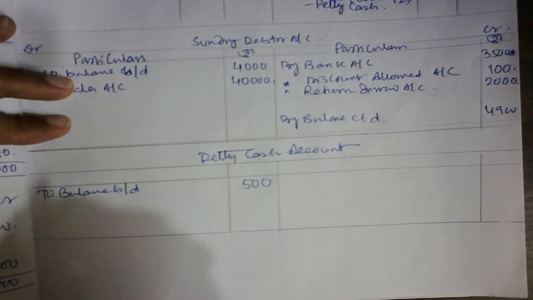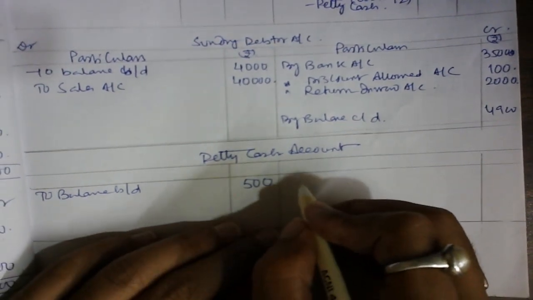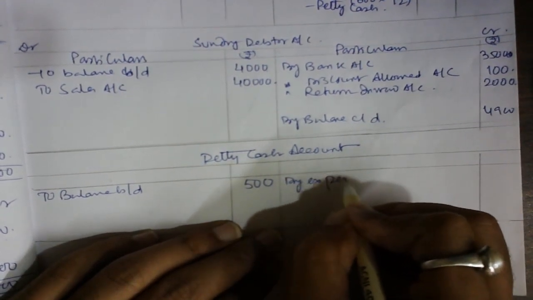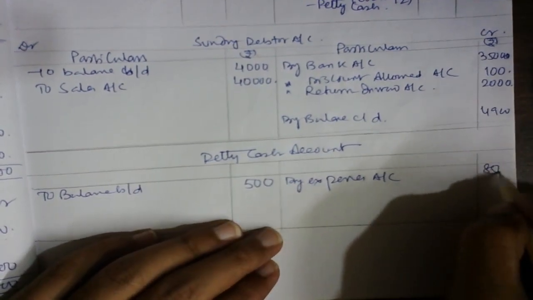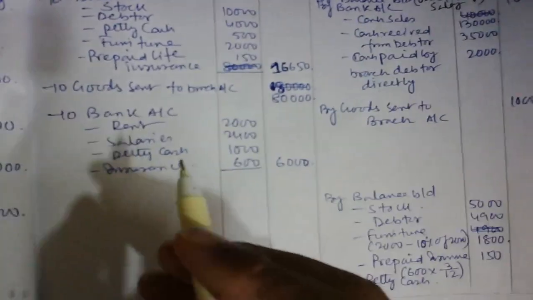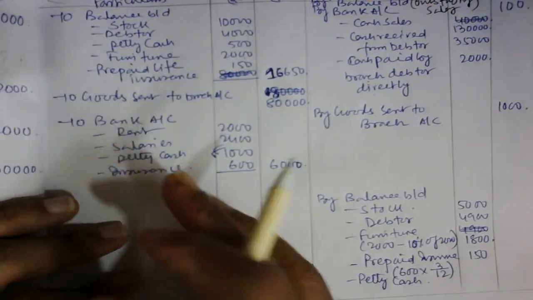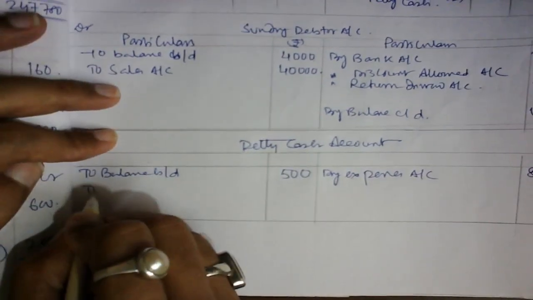Petty cash spent by the branch is 850. Remember guys, petty cash spent by the branch is 850. So you can write here by expenses. How much expenses were made by the branch? 850. And you can check petty cash sent by the head office is 1000. The petty cash received by the branch from the head office is 1000. So you can write here to head office, correct?